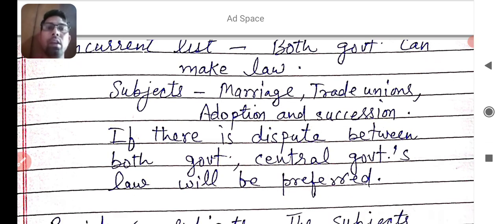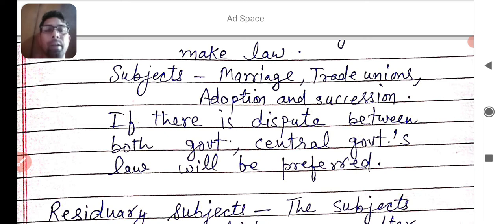And the next, if there is a dispute between both governments, the central government and the state government, the central government's law will be preferred. It means more importance will be given to the central government's law. I think you got the point.